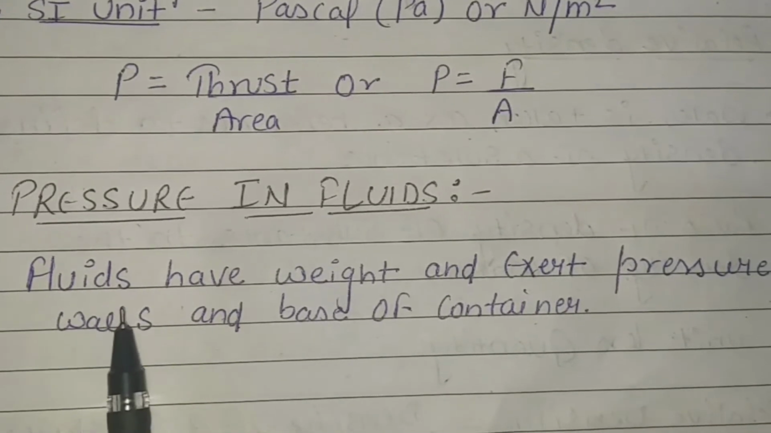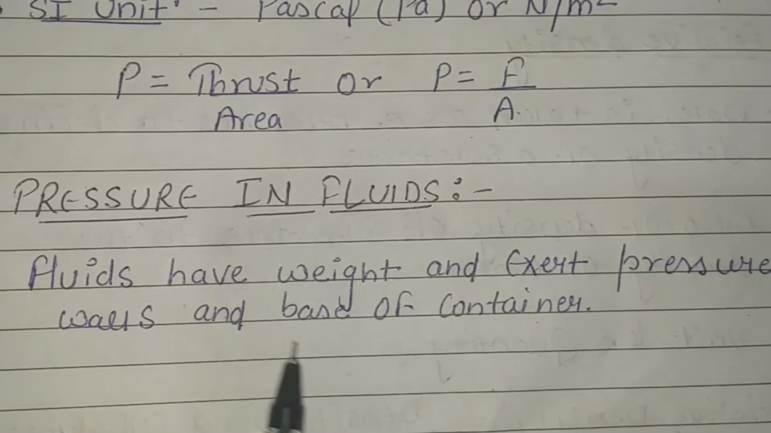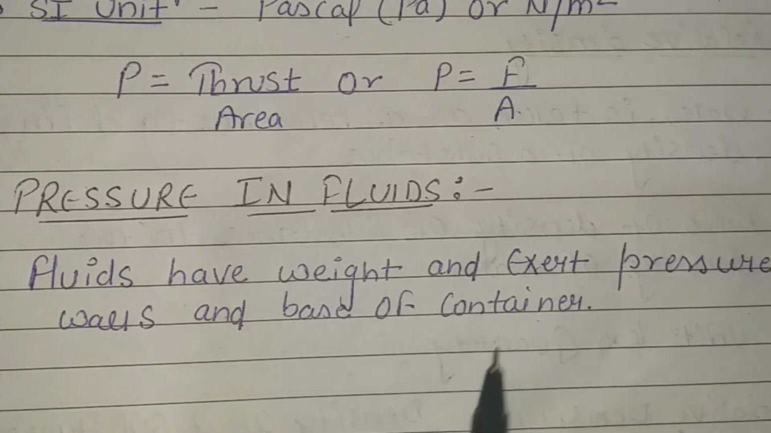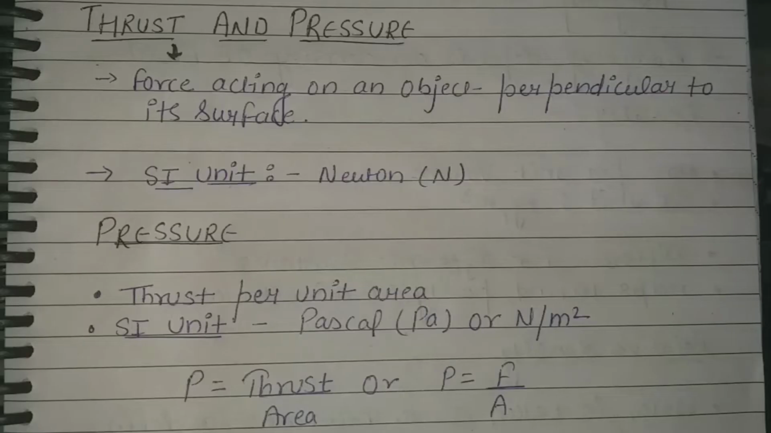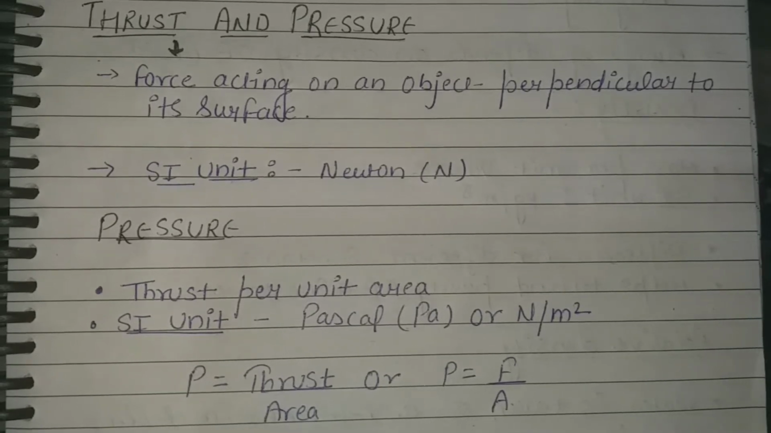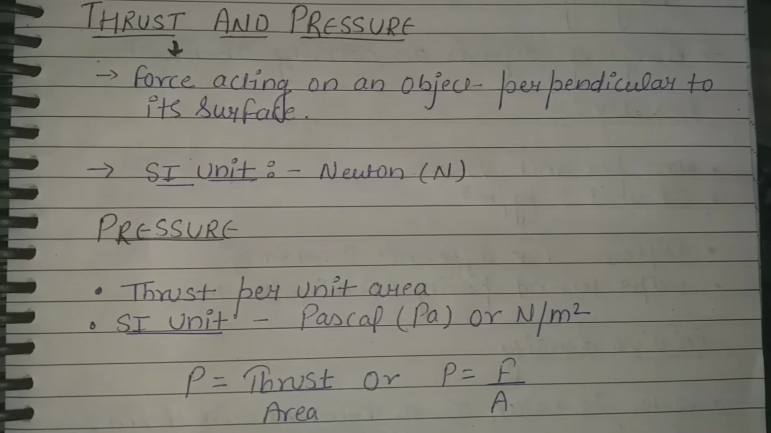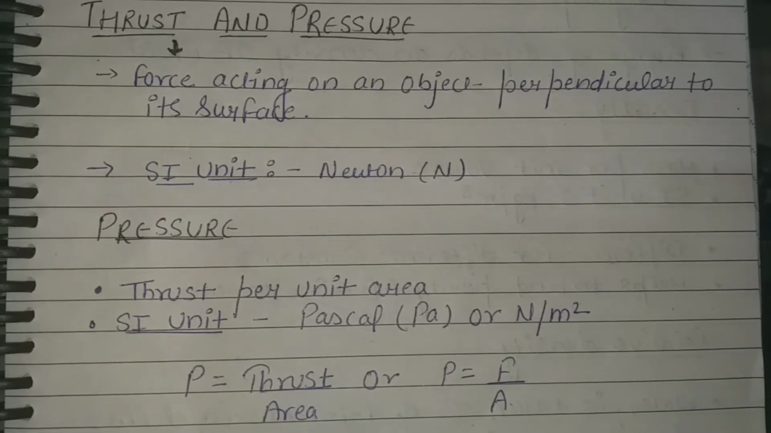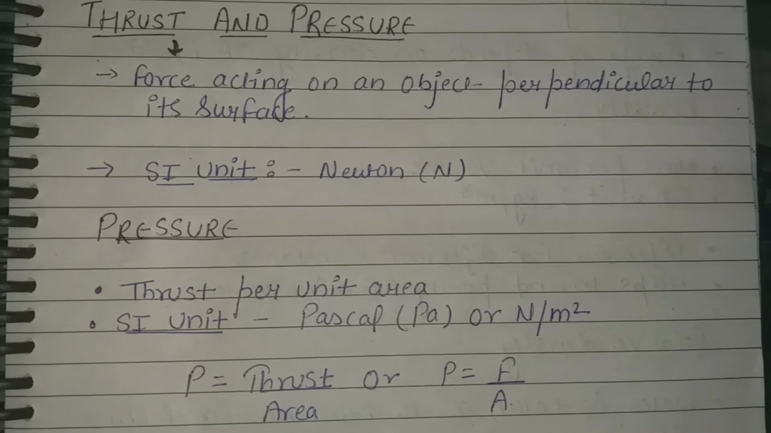So from this, you can say that fluids have a weight and exert pressure on the walls and the base of the container in which they are enclosed. You can take the example of a thumb and a pin. While pressing a pin on a table, your thumb exerts pressure on the pin, and in this case, more pressure is exerted on the pin as compared to your thumb.